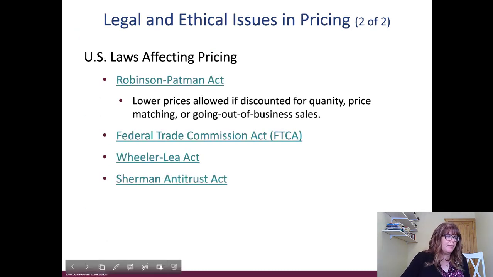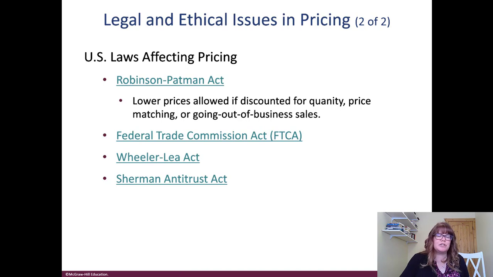To combat price discrimination that injures competition, the U.S. government passed the Robinson-Patman Act as an amendment to the Clayton Antitrust Act of 1914. The Robinson-Patman Act requires sellers to charge everyone the same price.